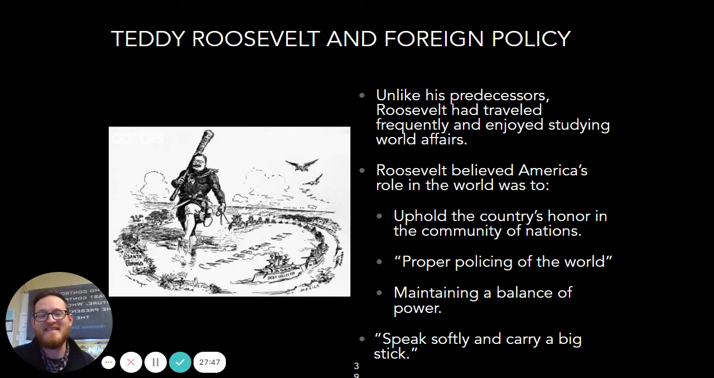Also, he said we should maintain a balance of power, that being involved would help maintain a balance of power around the world. And really that could be summed up in his phrase: speak softly and carry a big stick. That we had a very, very important role around the world, and basically saying, hey, we should speak nicely with what we say around the world, but at the same time, we should have a military and a way of backing up our words so that if people don't listen, we can enforce our decisions upon them.